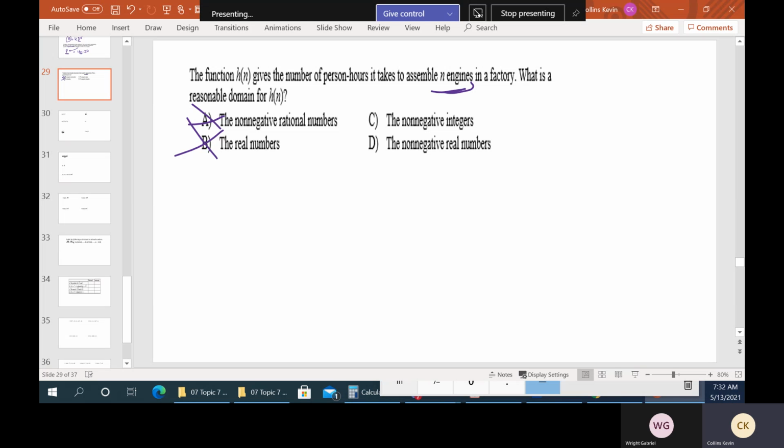Non-negative integers. That sounds pretty good, because if the real numbers are out, non-negative real numbers are out too. So I think this is our guy. Integers are like 0, 1, 2, 3, 4 if they're non-negative. They took the negatives out because you can't build negative engines. So that's the one that makes the most sense. Pretty easy.